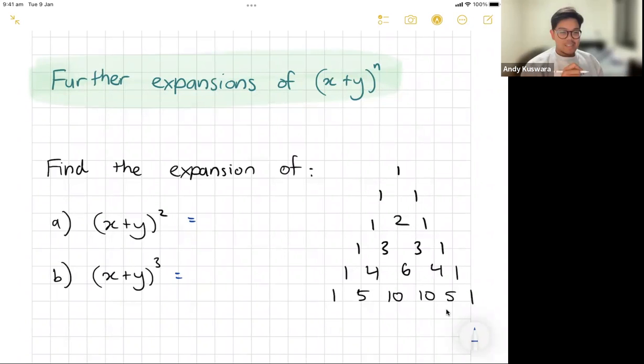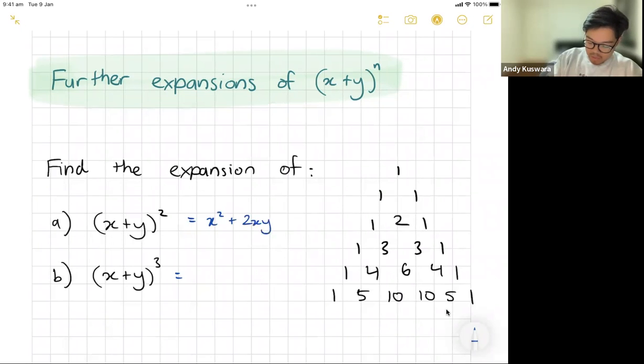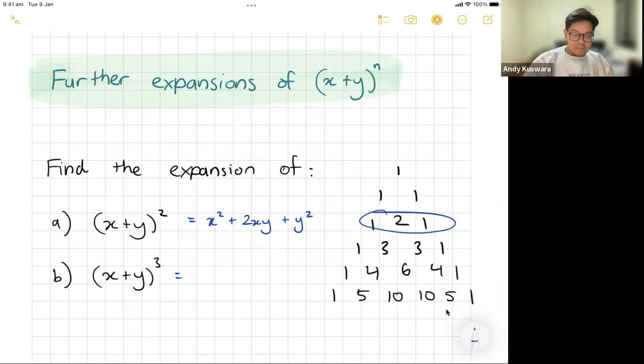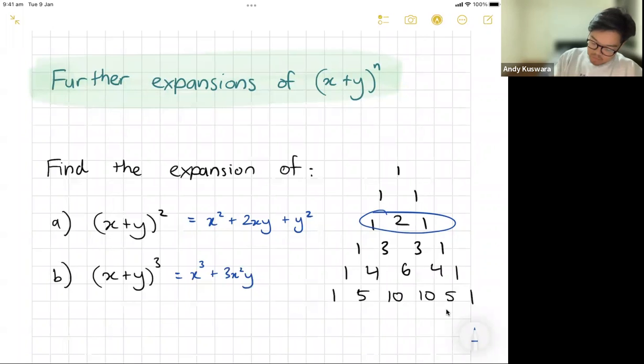All right. What you should have got is x squared plus 2xy plus y squared. So we can see we've got the 1, 2, 1 going on here. And if I was to expand the cube out, hopefully what you should have got is x cubed plus 3x squared y plus 3xy squared plus y cubed. Okay, that's what it should be, and it should have followed this pattern here.